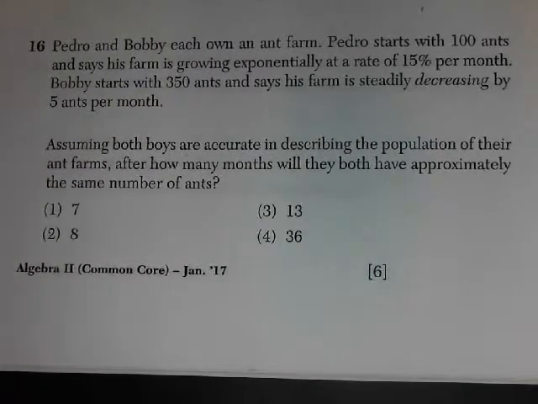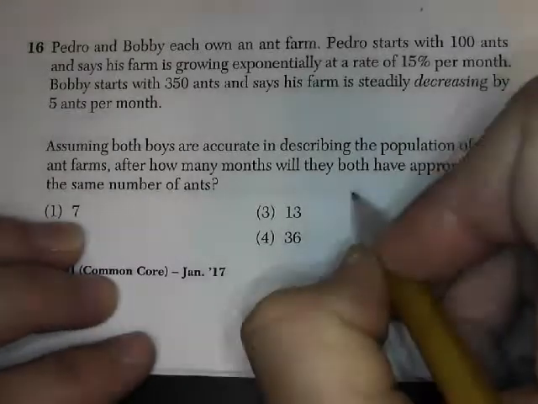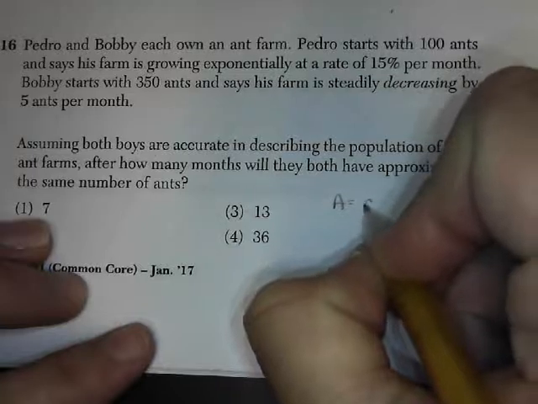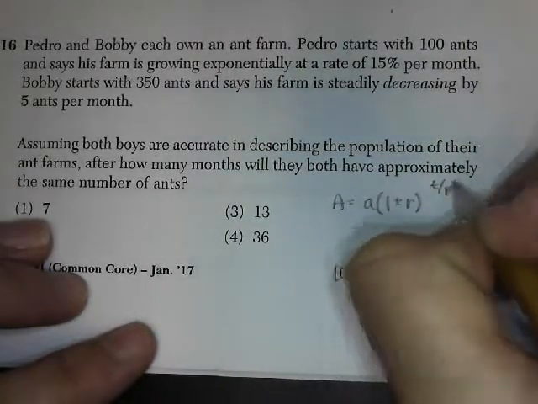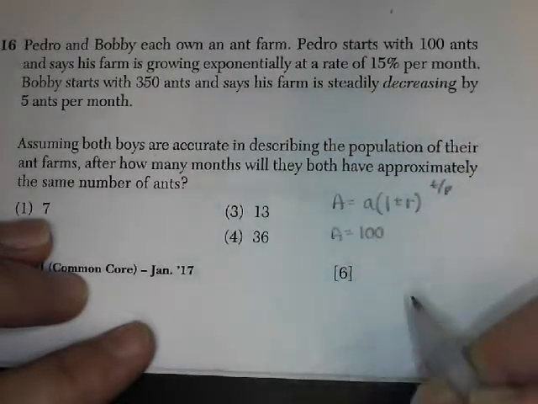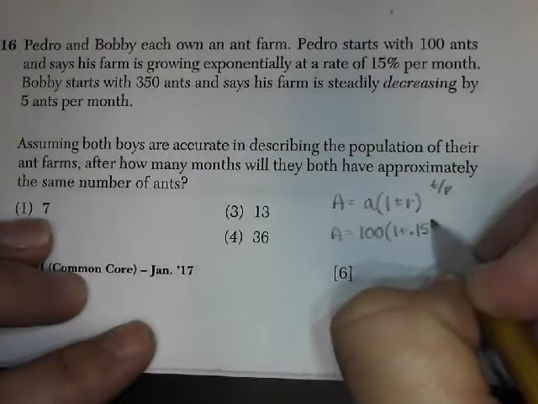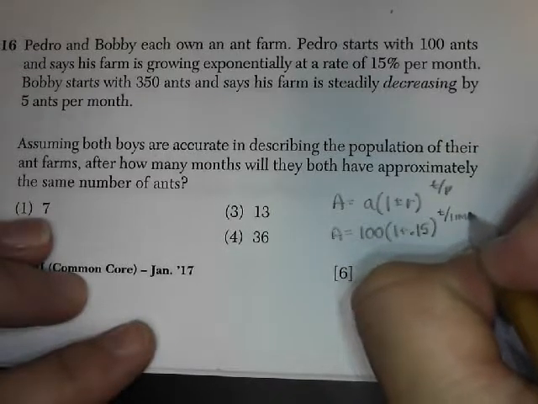Okay, so Pedro and Bobby each own an ant farm. Pedro starts with 100 ants and says his farm is growing exponentially at a rate of 15% per month. So we should have a memorized formula for that. The formula is our initial amount, 1 plus or minus r, to the t over p. So Pedro, starting with 100 ants, it's growing at 15%, so plus 0.15 per month, so t over 1 month.